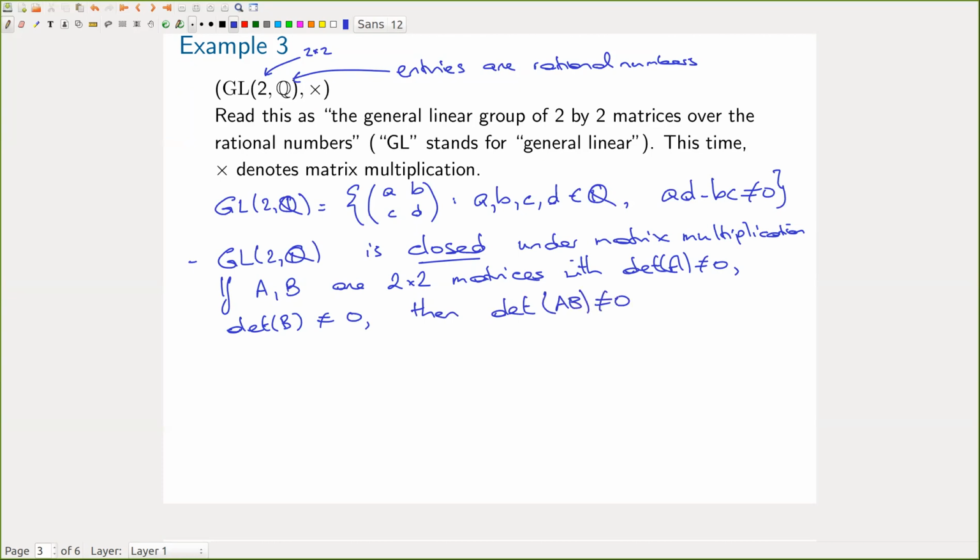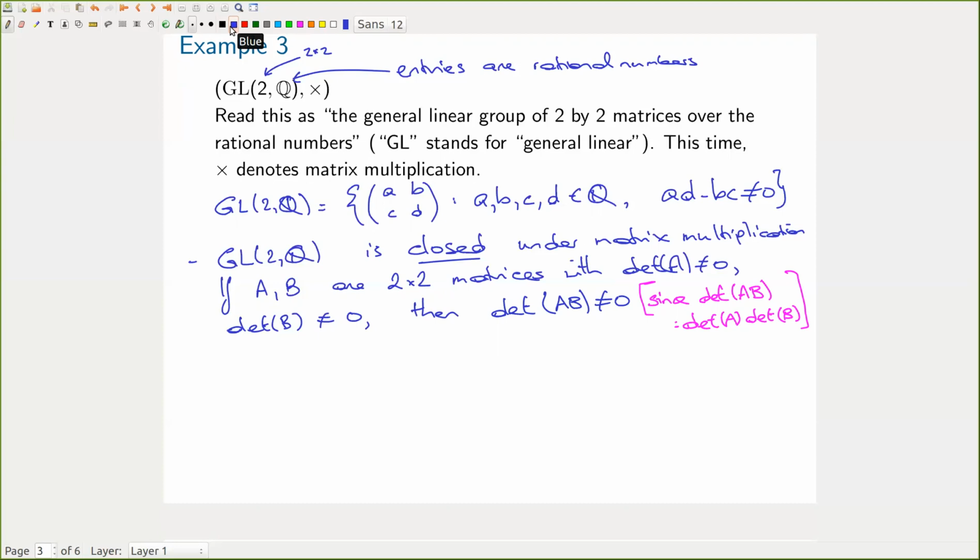Now certainly the product AB is going to be a 2 by 2 matrix whose entries are rational numbers because it's the product of two such things. How do we know its determinant is not 0? Well, here you might have to cast your mind back to some linear algebra and recall the very nice and handy fact that the determinant of the product of two matrices is the product of their determinants. So if the determinant of A and the determinant of B are both non-zero rational numbers, then the determinant of AB is the product of those two things and it won't be 0 either.